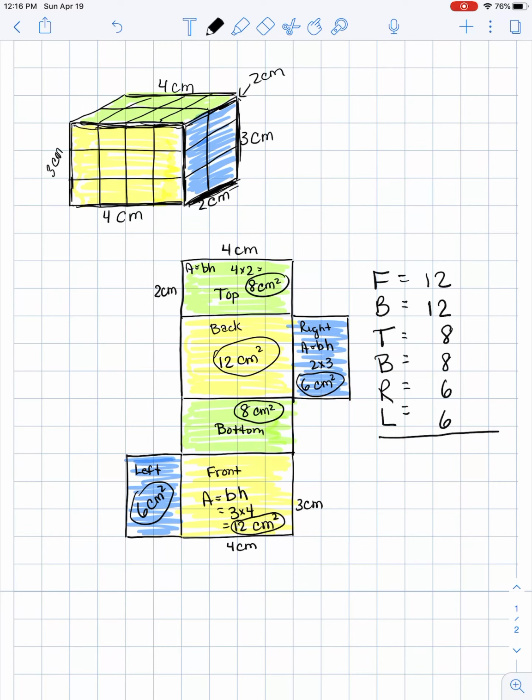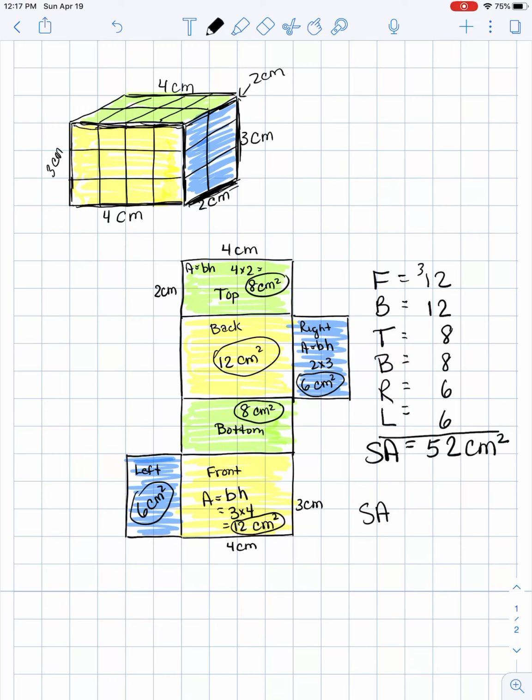When we add them up, what do we get? Let's see, we get 6 plus 6 is 12. 12 plus 8 is 20. 28, 30, 32. And 3, 4, 5. So your surface area is, and we shorten it, we say surface area. Your surface area is 52 square centimeters.